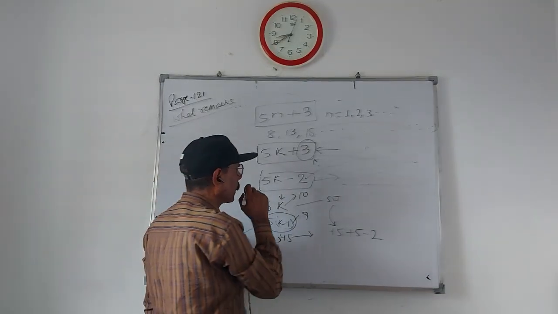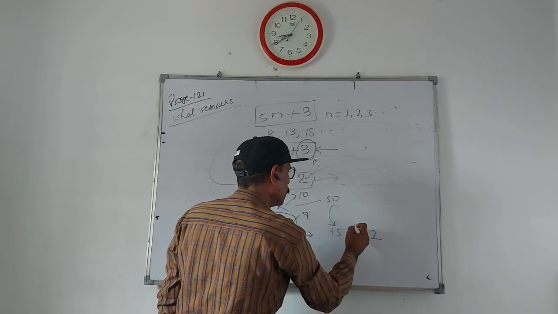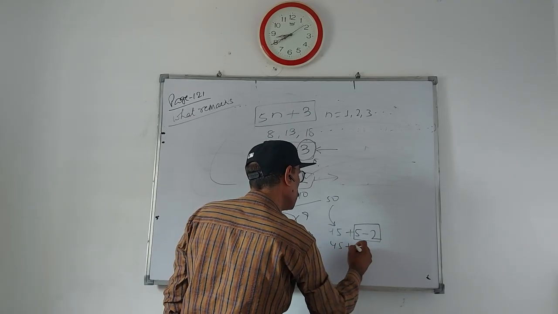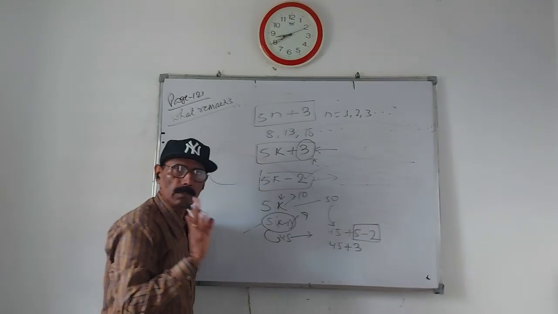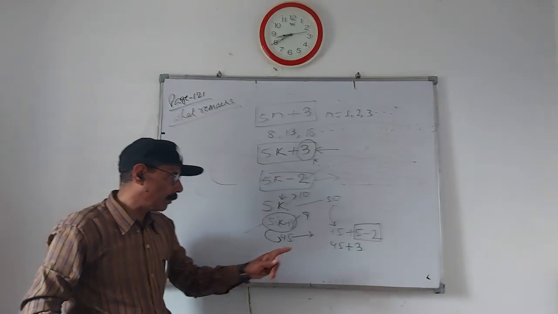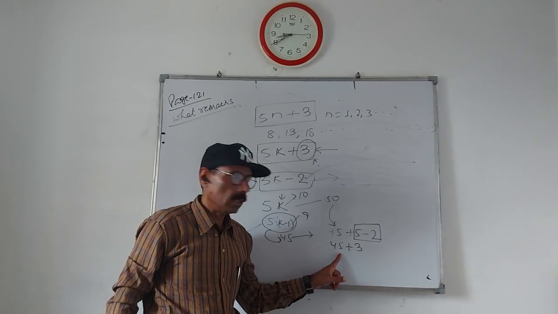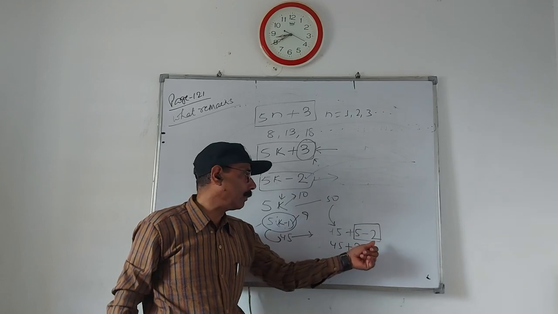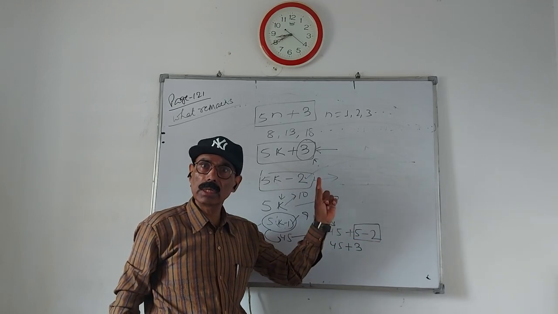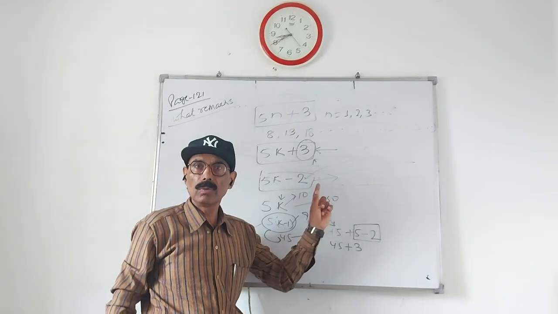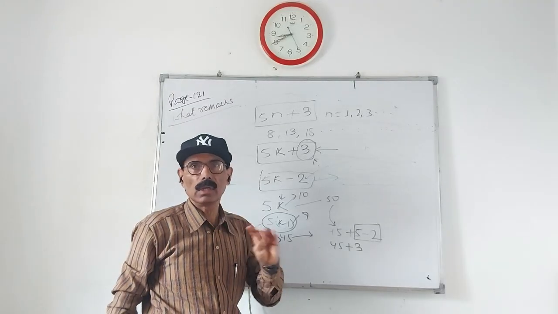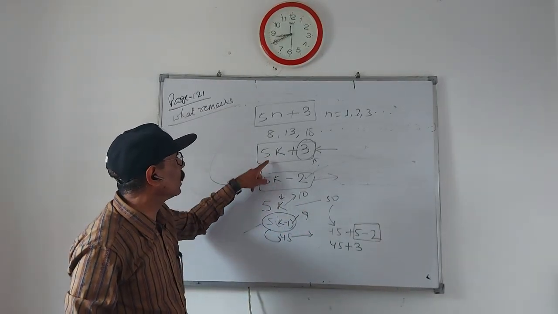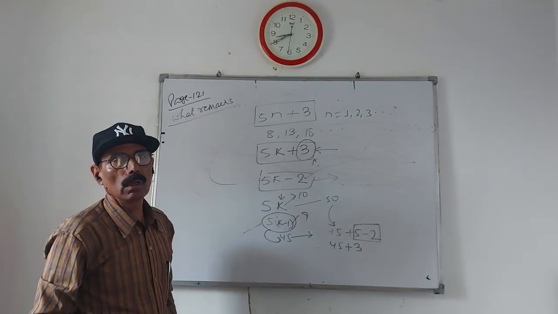The number will be 5 to 45 plus 3. That means this number is divisible by 5, leaving remainder 3. Means in one set you have detached 2, and the set is left over with 3. Understood? The same thing came. Therefore, these two equations are resulting the same.